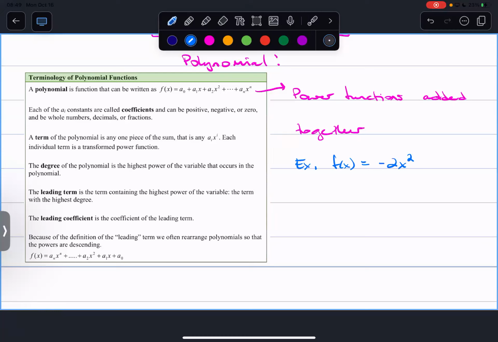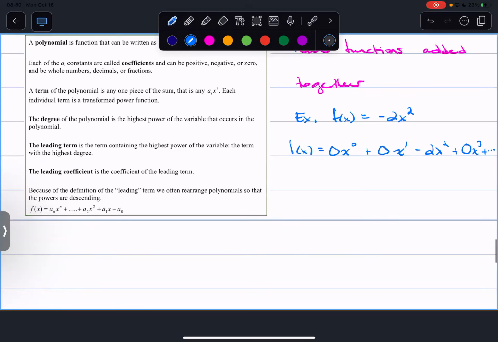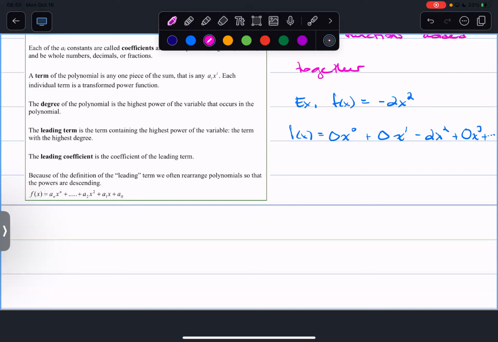But how can I rewrite this? I can rewrite this as f of x is 0 times x to the 0 plus 0 times x to the 1 minus 2 times x to the 2 plus 0 times x to the 3, and so on and so forth, right? All the coefficients are just 0 for everything but the x squared. And so it's still a polynomial, it's just a very boring one, right? And so now the coefficient in this case is -2.